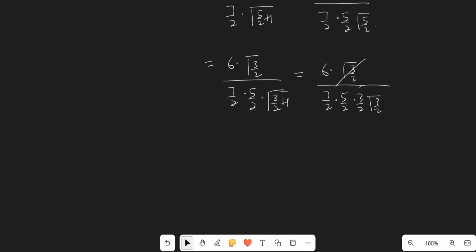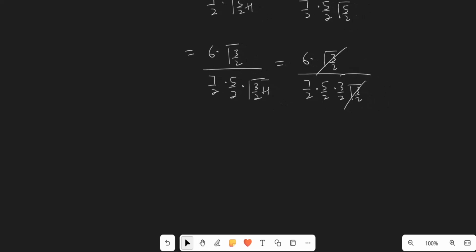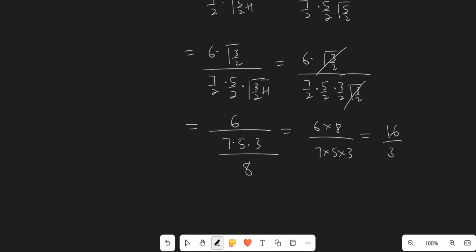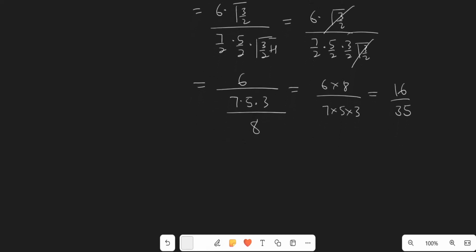And we can see that gamma of 3 over 2 cancels gamma of 3 over 2. And what are we left with? 6 all over 7 times 5 times 3 all over 2 times 2 times 2, that is 8. And that is 6 times 8 all over 7 times 5 times 3. If you work that out, that is going to give you 16 over 35. So that is the value of our integral. If we integrate from 0 to 1 of the square root of 1 minus the third root of x dx, this evaluates to 16 over 35.